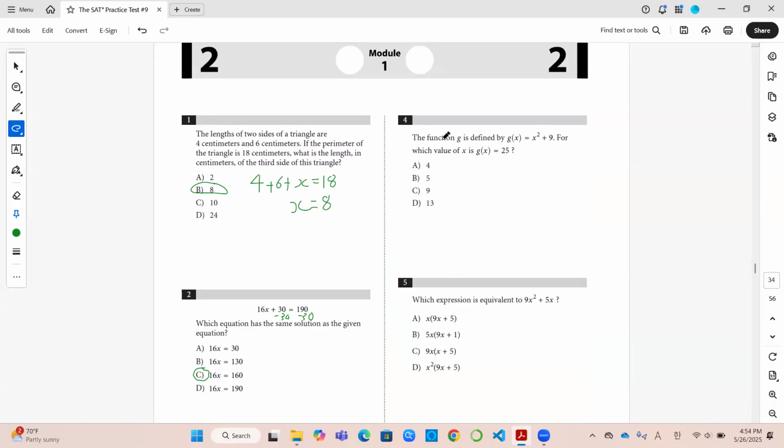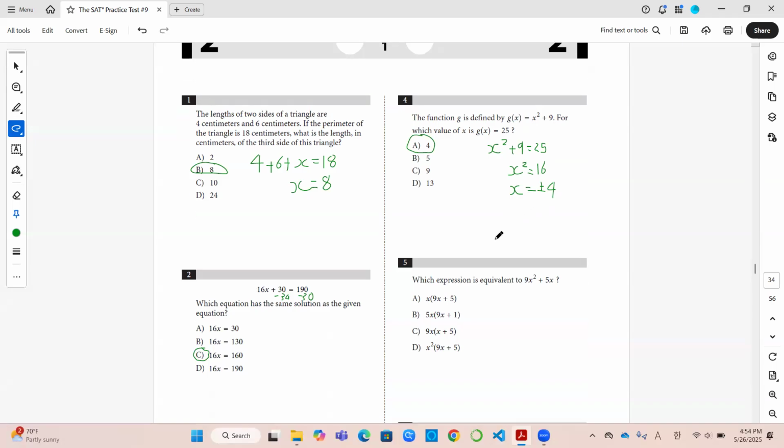Okay, number 4. The function g is defined by g of x is equal to x squared plus 9. For which value of x is g of x equal to 25? Just set these two equal to each other, so x squared plus 9 is equal to 25. x squared is equal to 16. x is plus or minus 4. So the correct answer choice here is A as in apple.